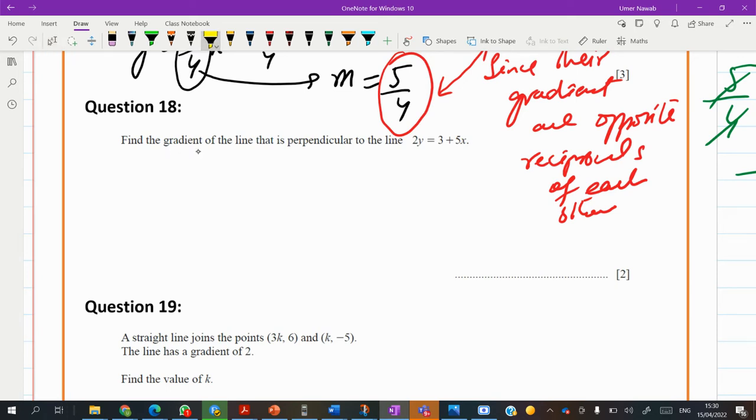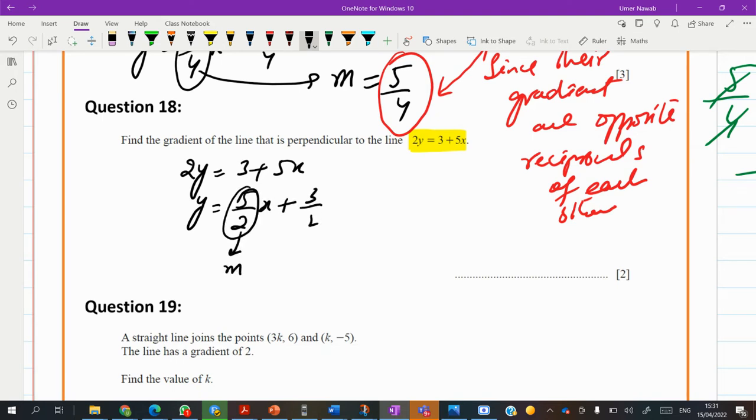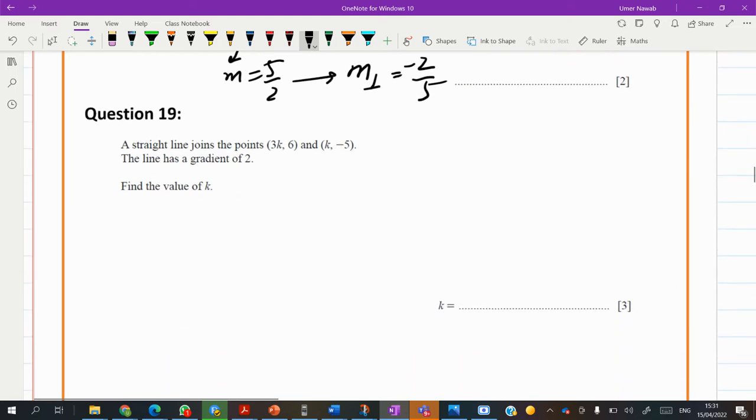Next, find the gradient of the line perpendicular to this one. So I want to find the gradient of a line which is perpendicular to 3 plus 5x. Y is equal to 5 over 2x plus 3 over 2. So the gradient comes to 5 over 2, and I want to write the perpendicular gradient. That should be minus 2 over 5.